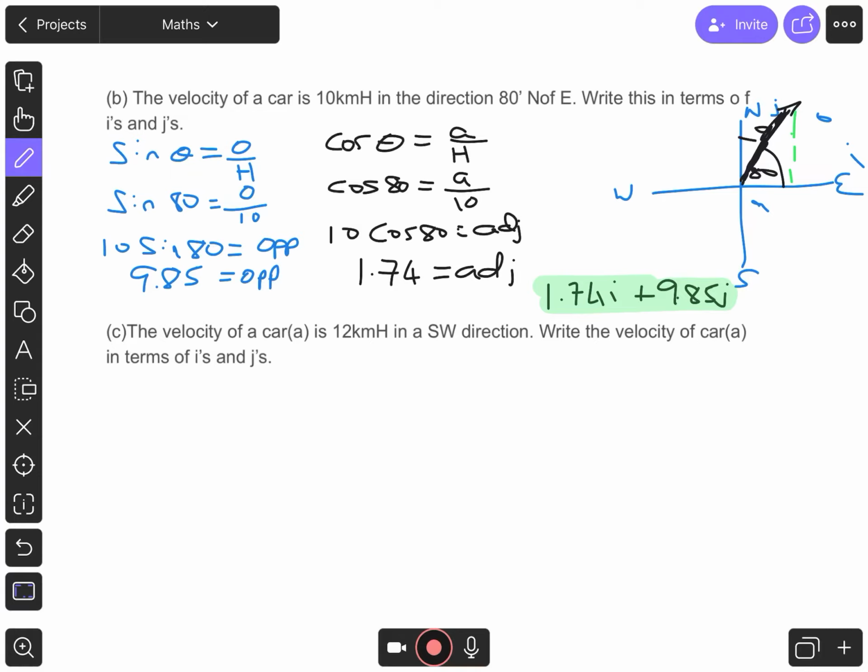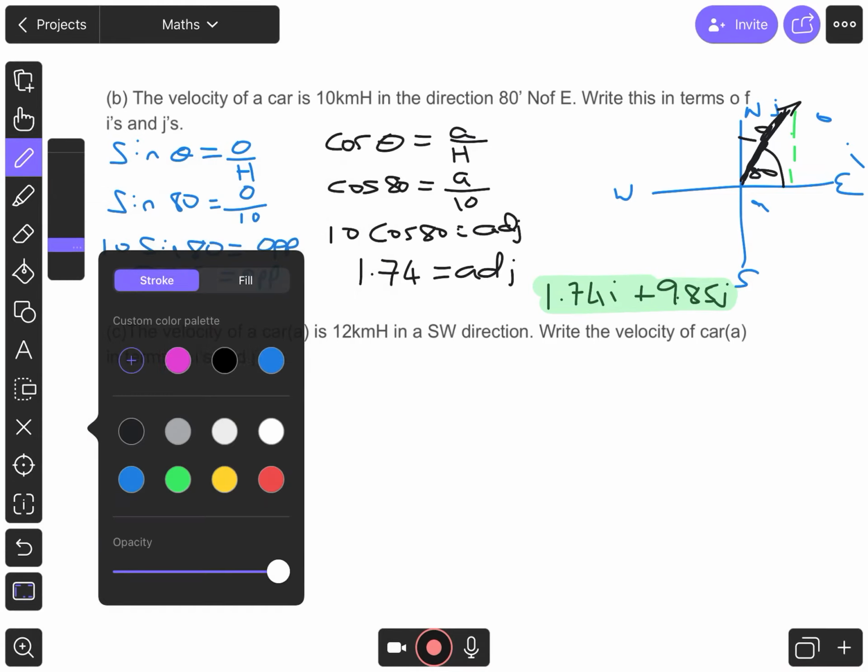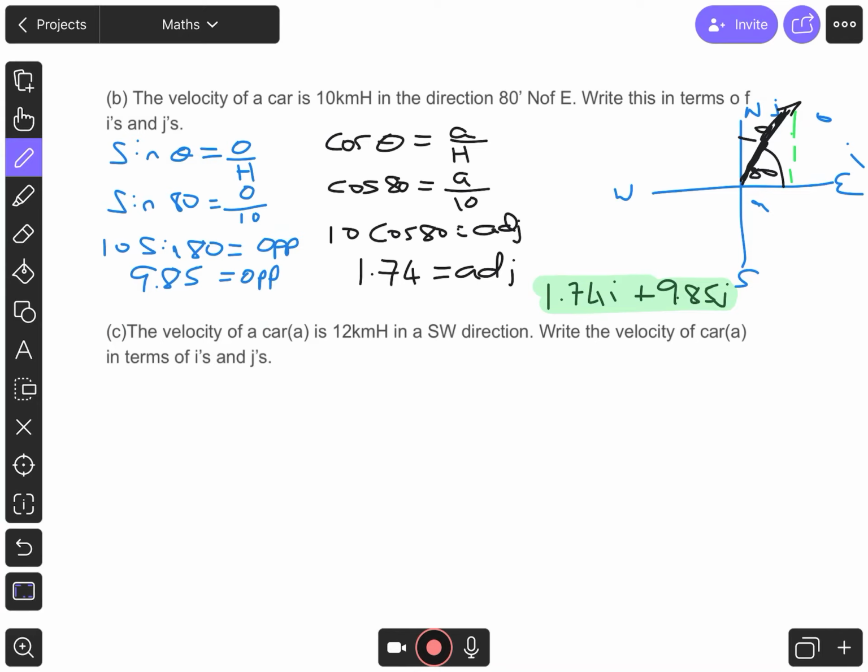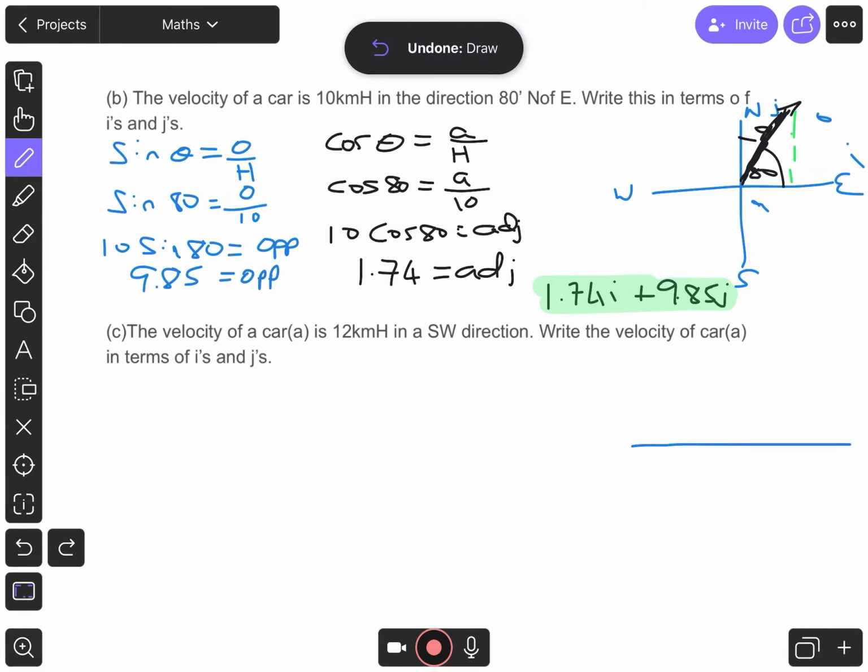This one here is: the velocity of the car A is 12 kilometers per hour in a southwest direction. So they're not giving us an angle there. And if they're not giving us an angle, all we have to do is take it that the angle is going to be 45 degrees. So this is going in a southwest direction. I'm going to make it a little bit more like that.